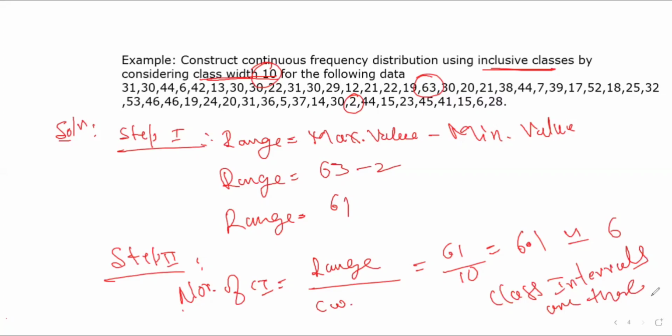So next is step number 3, creating the class intervals using the class width. Minimum value is 2, so I will directly start with 2, with class width 10. So step number 3: 2 to the next 10 numbers, that is 2 to 12, because class width is considered as 10.